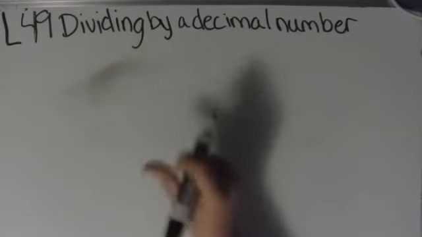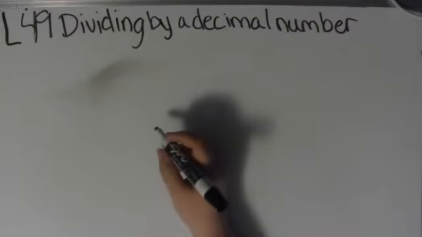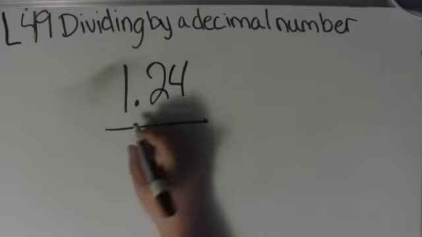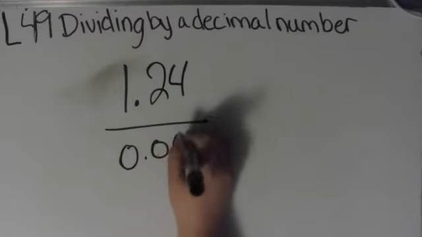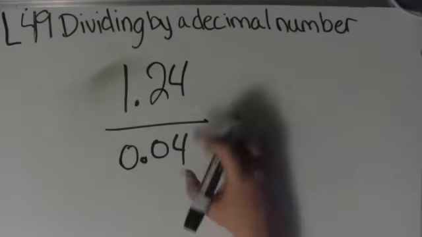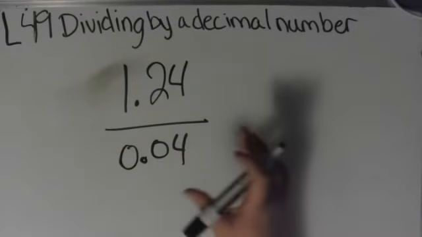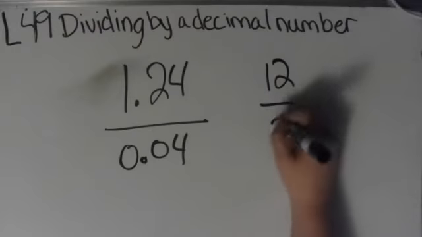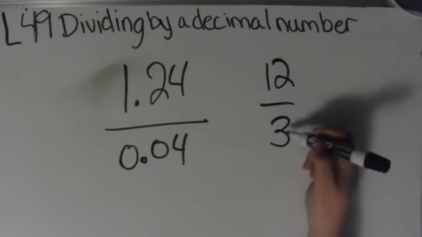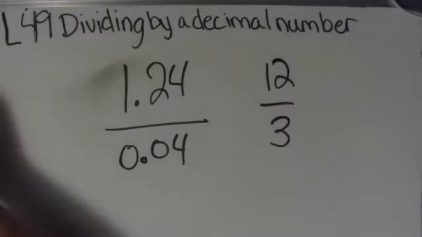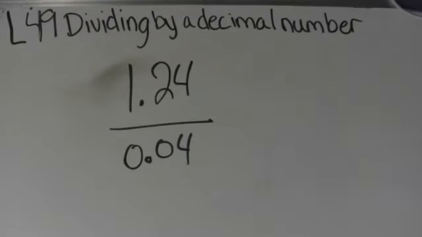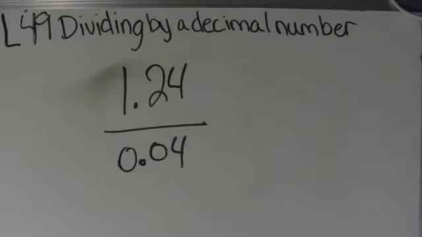So what we're looking at today is if the divisor has a decimal in it. So we're going to look at this one first. Now this is the divisor, this is the dividend, okay? Remember, this isn't just another way we can write division. So this would be the same as looking at something like this, right? This is 12 divided by 3. So this is 1 and 24 hundredths divided by 4 hundredths.